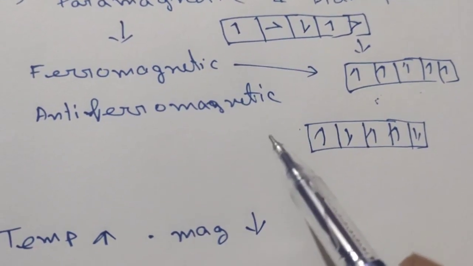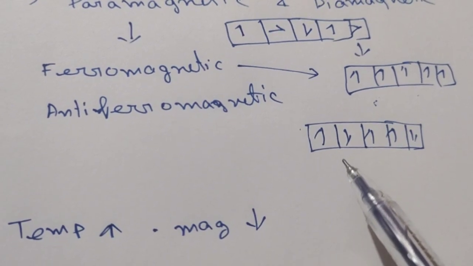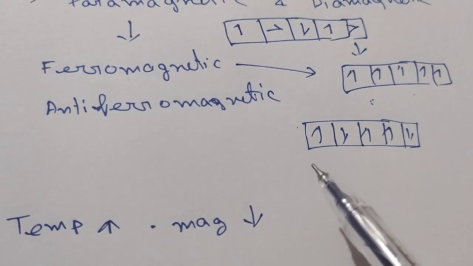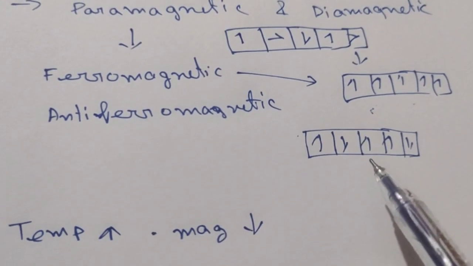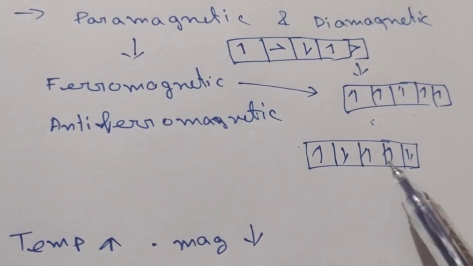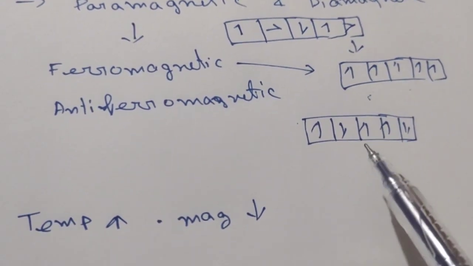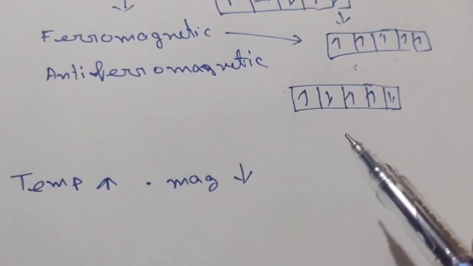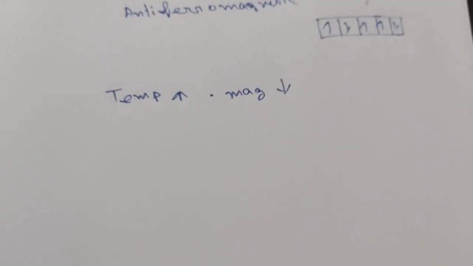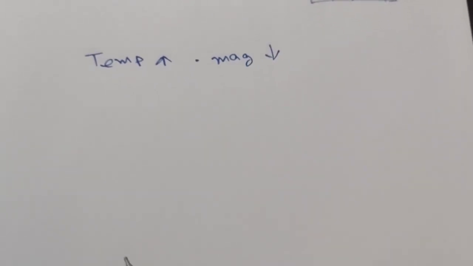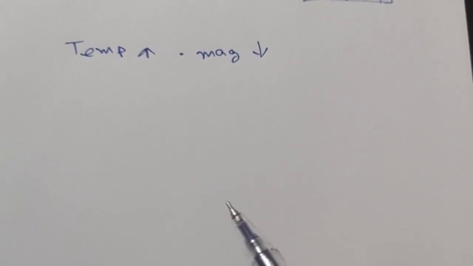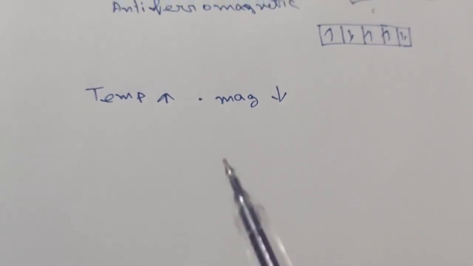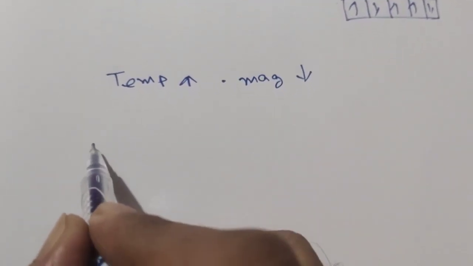Whereas in case of antiferromagnetism, it is by default aligned against each other, but as the temperature increases it gets some randomness, so ultimately the magnetic property of antiferromagnetic compounds increases with temperature. If we plot the magnetic susceptibility of these compounds against temperature, we may get some plot like this.